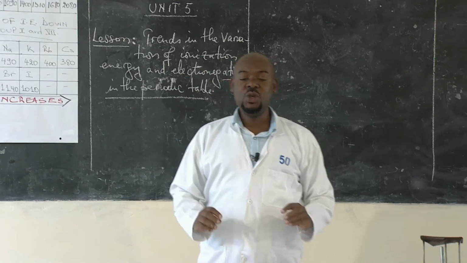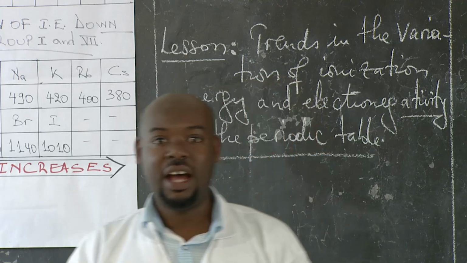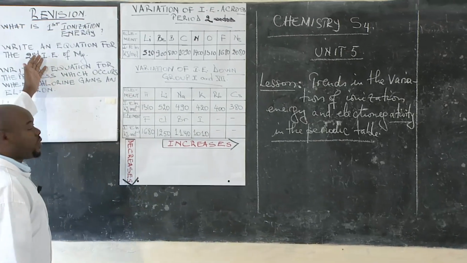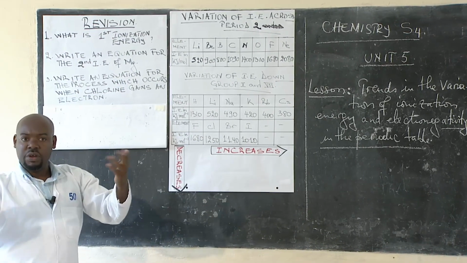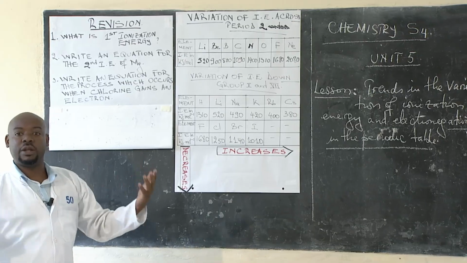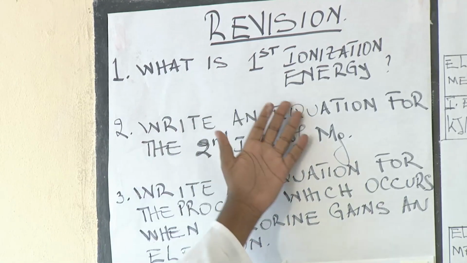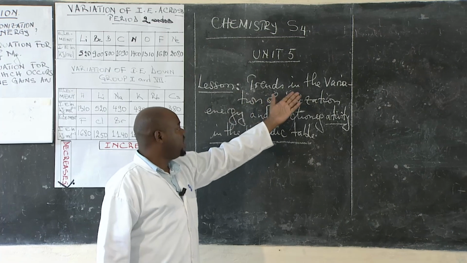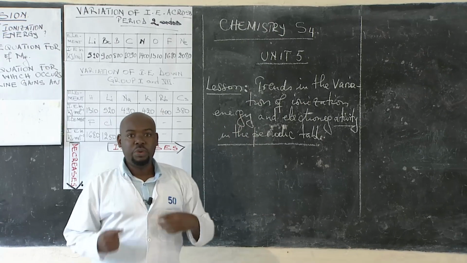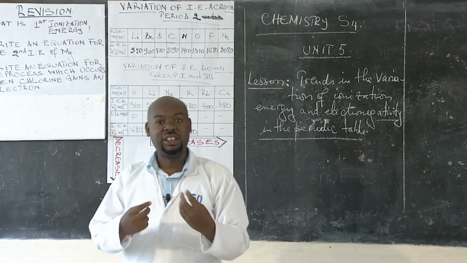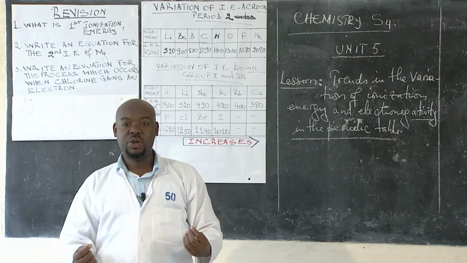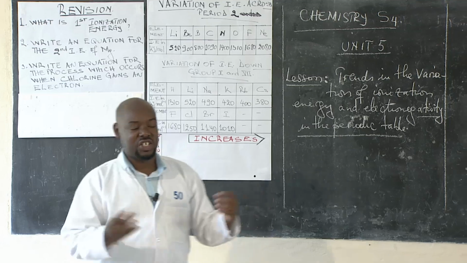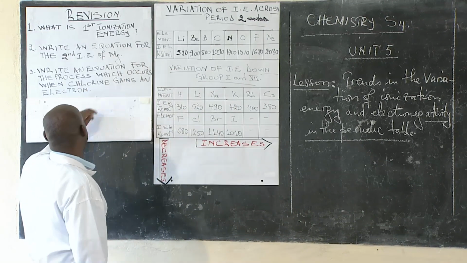Before we start our new lesson, there is an exercise I want you to try. It is a revision, a simple revision for some previous topics we have covered. What is first ionization energy? The lesson of today is trends in the variation of ionization energy. Before we discuss how ionization energy varies in the periodic table, let us first define or recall what is ionization energy. So you will define first ionization energy.